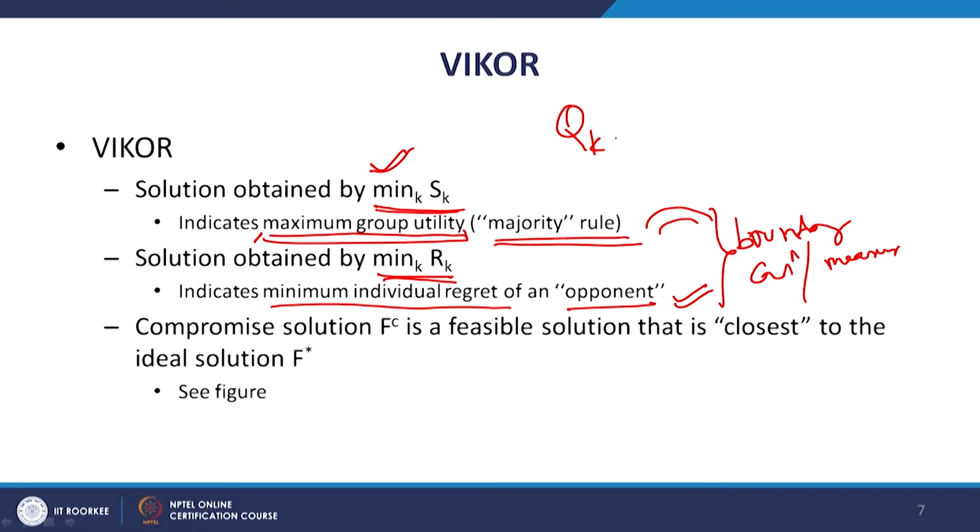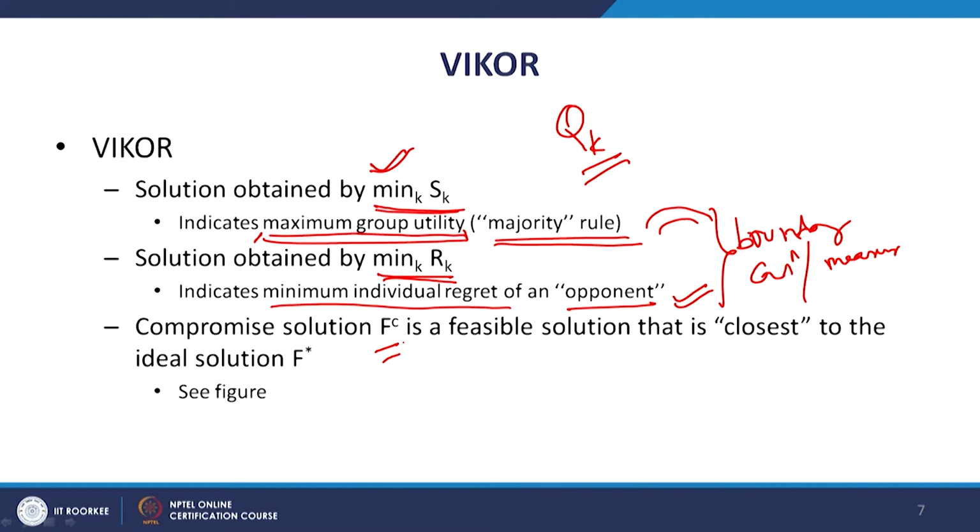this is actually going to be taking a balance between these two. That means maximum group utility and minimum individual regret. So, we are going to discuss a formulation, a particular expression that is going to take a balance between these two boundary measures, and that particular measure is going to be finally used for obtaining the ranking through VIKOR.